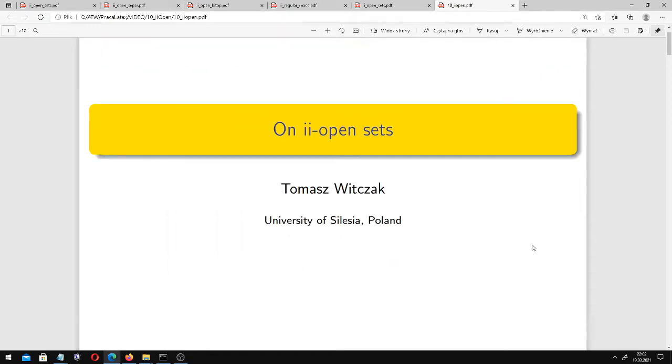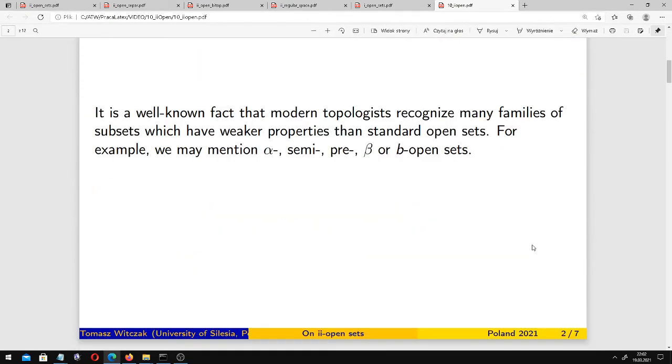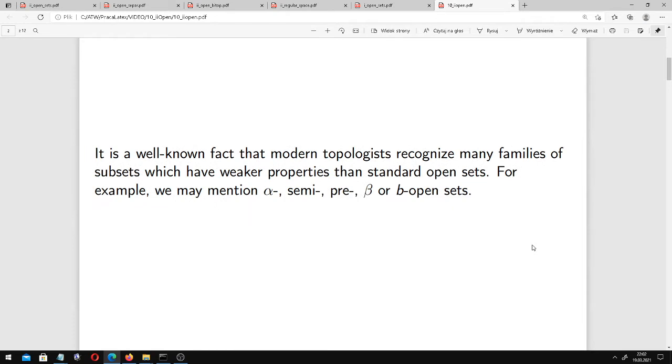On II open sets. It is a well-known fact that modern topologists recognize many families of subsets which have weaker properties than standard open sets. For example, we may mention alpha, semi, pre, beta, or B open sets. And their definitions were presented in our earlier videos, so we shall not repeat them here at this moment.